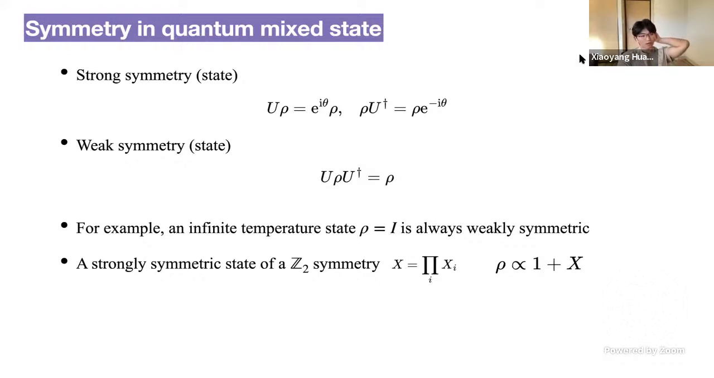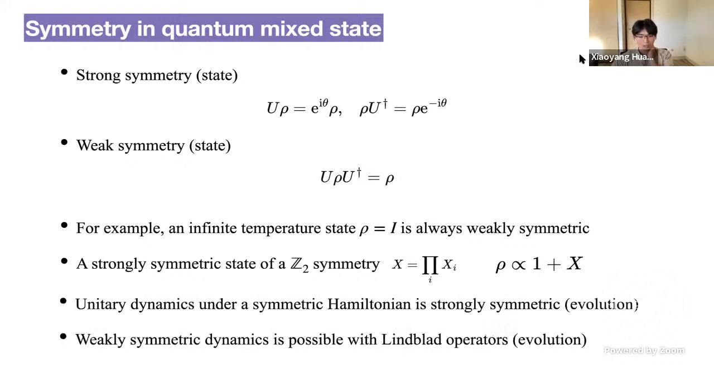Another example of a strongly symmetric state is the following. If you have a Z2 symmetry, like the Ising model, the symmetric state would be something like 1 plus X, which doesn't change if you act with the X symmetry on one side. This idea can also be applied to define so-called strongly symmetric dynamics and also weakly symmetric dynamics.